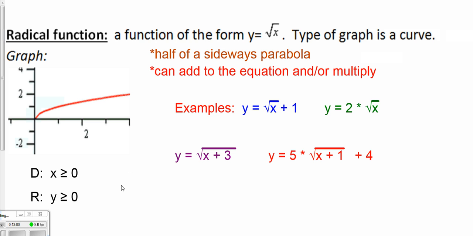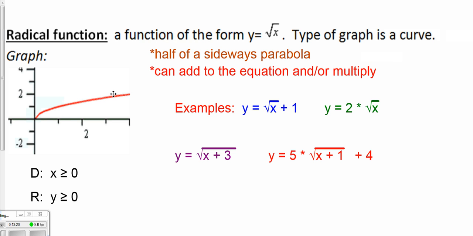Let's go on to radical functions, functions of the form y equals the square root of x. This type of graph is a curve. It's like half of a sideways parabola. If we had a parabola right here, and we only had the top half of it. Now, just like before, we can add or multiply to the equation to change it.